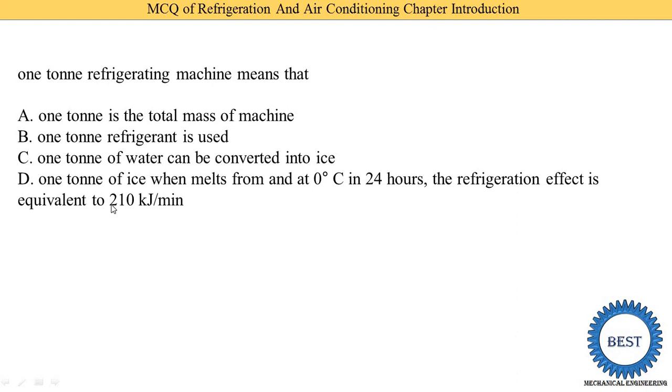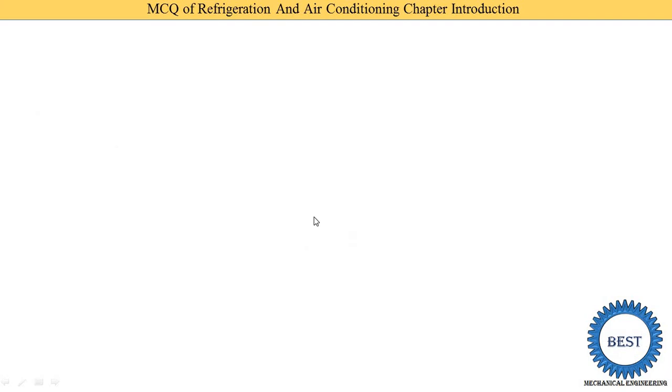Means in 24 hours, when we melt the ice at 0 degree centigrade to water at 0 degree centigrade, at that time some amount of energy is released. In this definition, if they had written that the water is frozen, okay, so if the amount of energy required to freeze the water at 0 degree centigrade to ice at 0 degree centigrade, then also the definition is correct. So option D is correct.